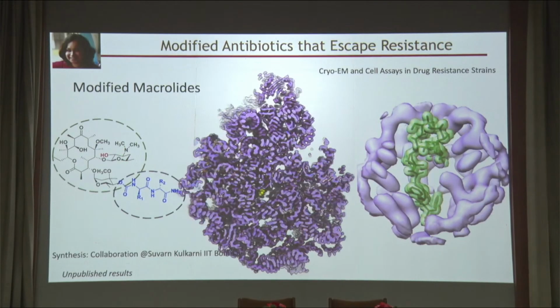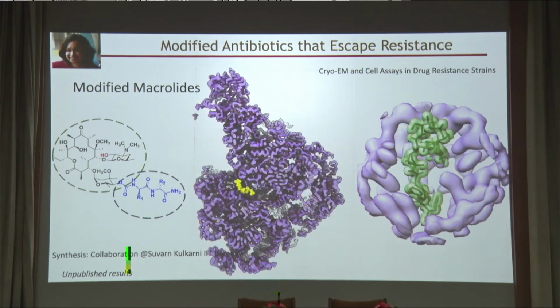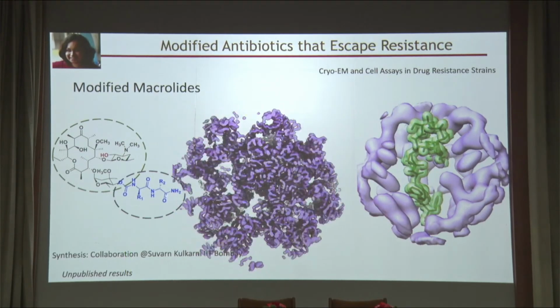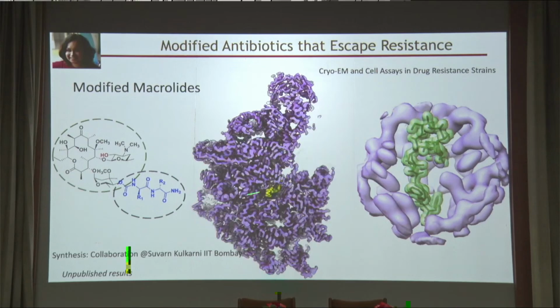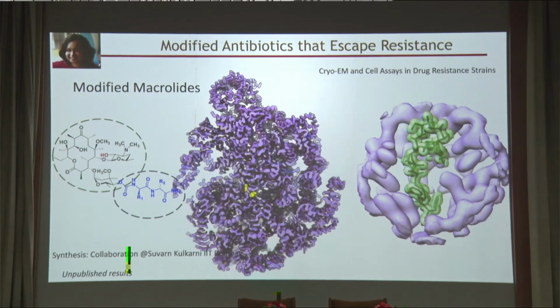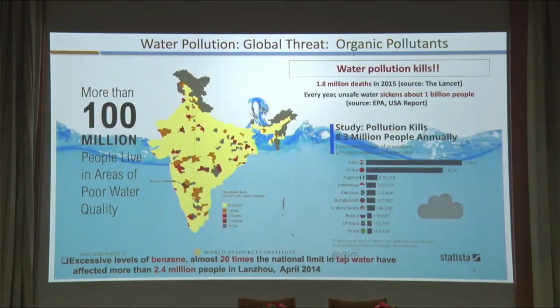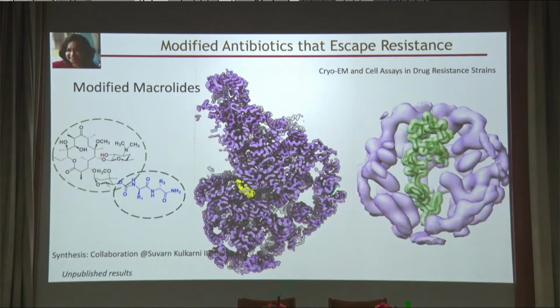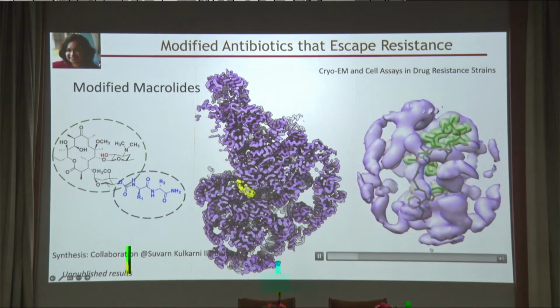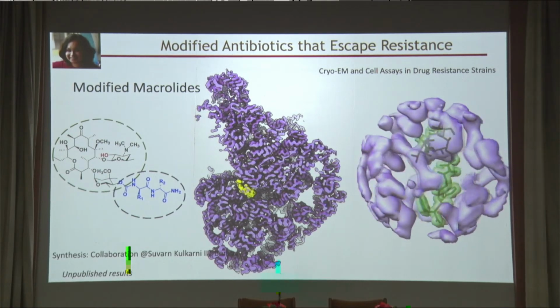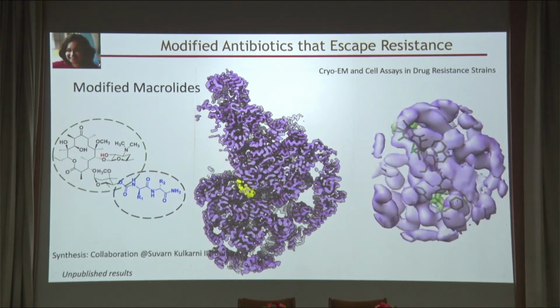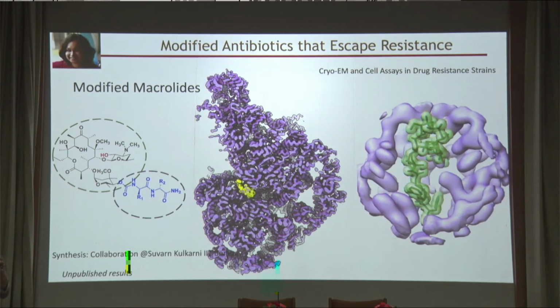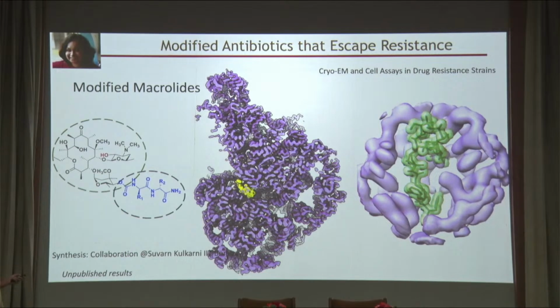And this is recently that we collaborate with synthetic chemists, Swarn Kulkarni at IIT Bombay, where we modify these macrolides, solve the structure of these macrolides using cryo-electron microscopy now. And then we are able to see the drug in the pocket and see how we can modify it. Basically, what we are trying to do is circumvent resistance, come up with either mechanisms such that old antibiotics start working or tweak the new antibiotics slightly so that we can make them work.